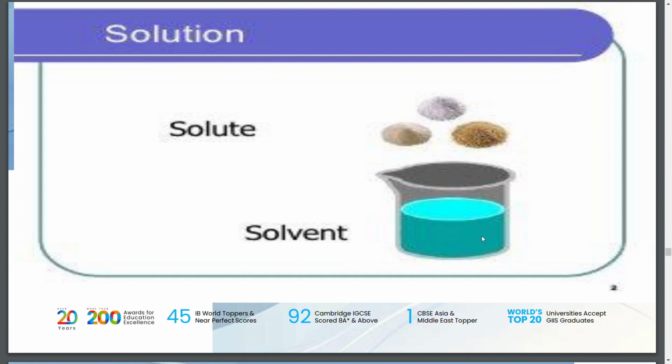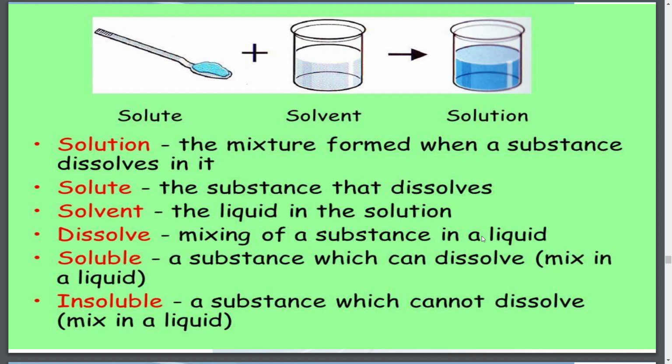Solution. When you mix solute and solvent, you get a solution. Solute plus solvent is equal to solution. A solution is the mixture formed from the substance dissolved in the liquid. You can also try this: take pepper, salt, sugar, or a color, mix it in clean water and you'll get a solution.